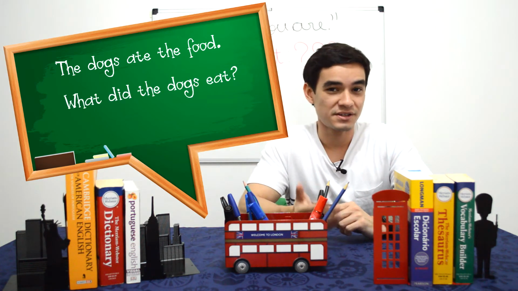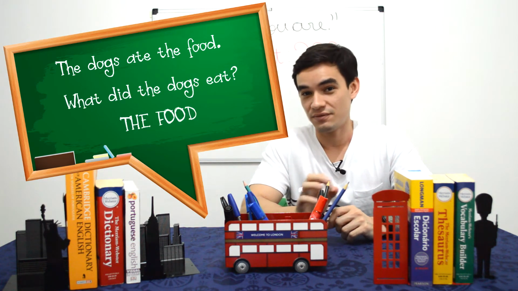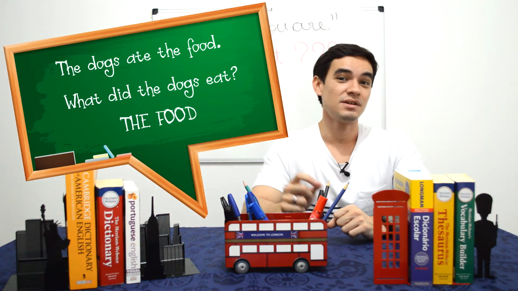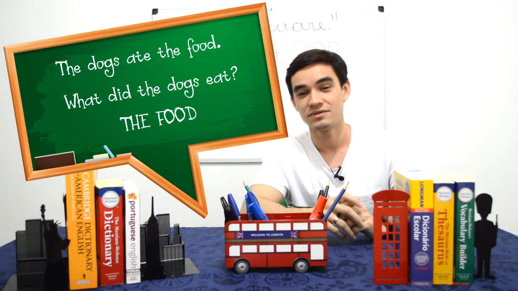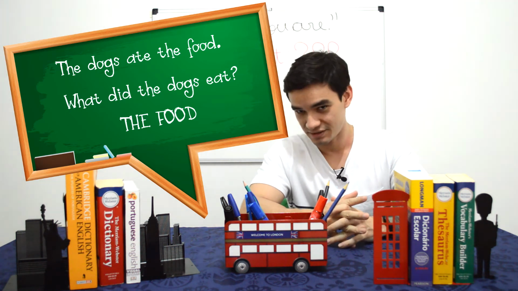Or what did the dogs eat? The answer, the food. Therefore, the food is the direct object of the verb to eat in this sentence.